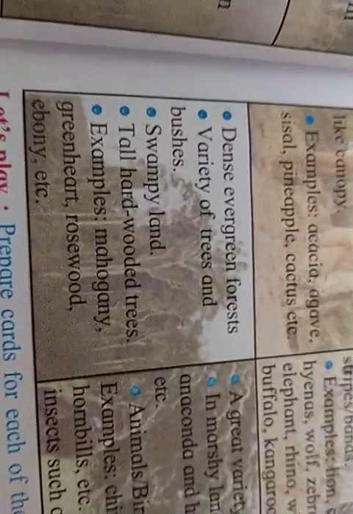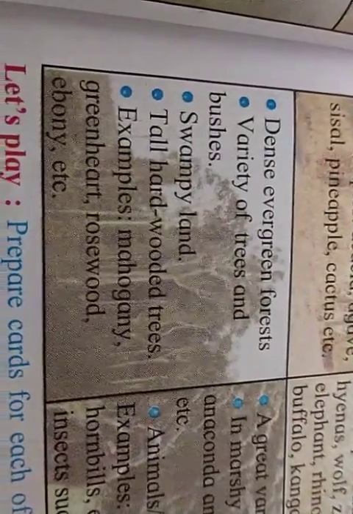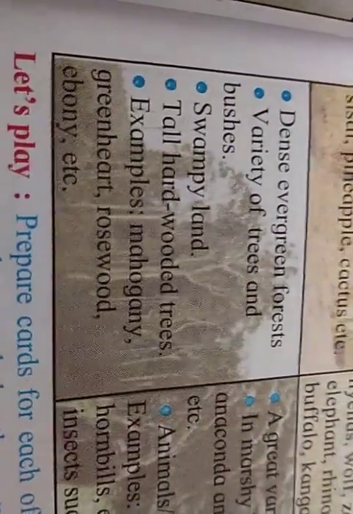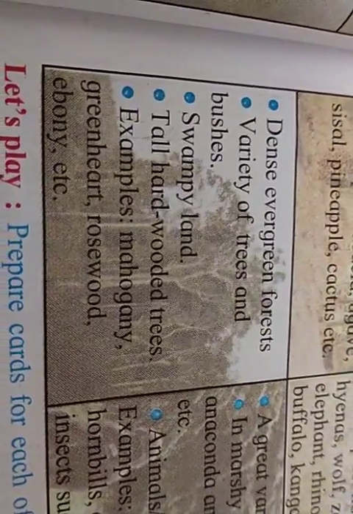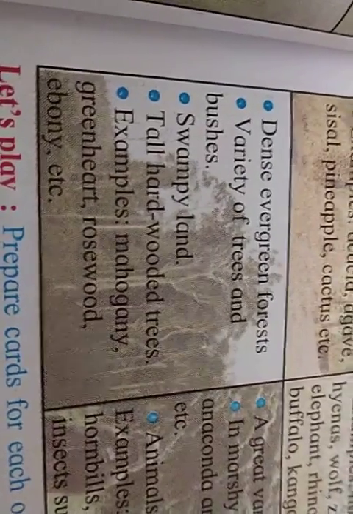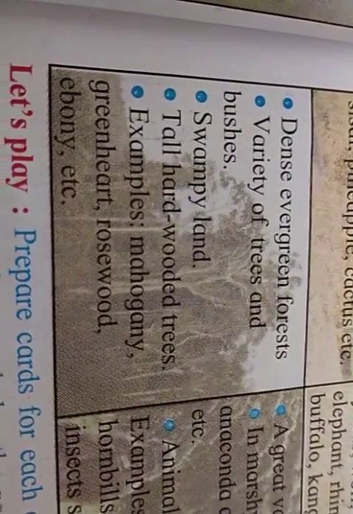Okay. Then dense evergreen forest, variety of trees and bushes you will see, swampy land, tall hardwood trees. Examples: mahogany, greenheart, rosewood, ebony. This kind of natural vegetation you will see.